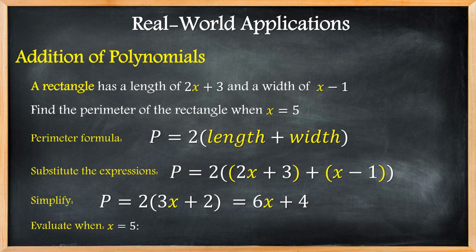Step 4. Evaluate when x equals 5. Now we substitute x equals 5 into the simplified expression. Perimeter equals 6 times 5 plus 4. 30 plus 4 equals 34. Final answer. So when x is 5, the perimeter of the rectangle is 34 units.